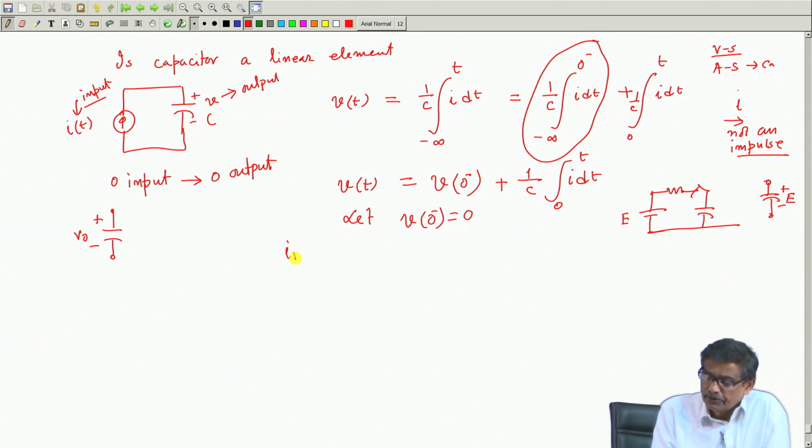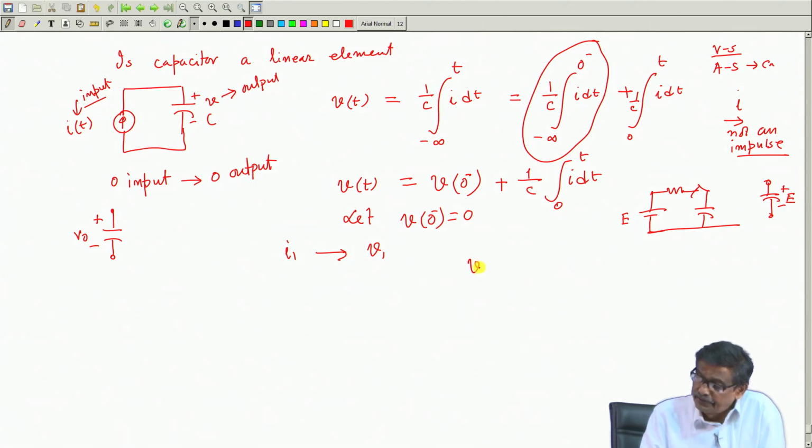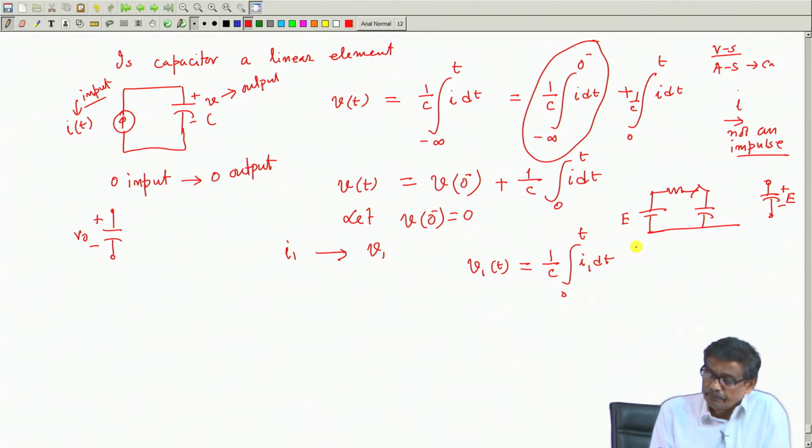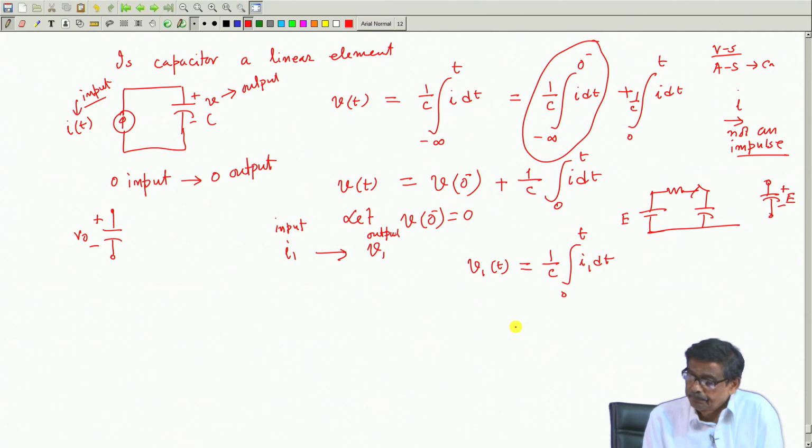I will give a current I 1 and see what is the voltage V 1. So, I will write V 1 of t, with V 0 minus equal to 0, will be simply 1 over C integral from 0 to t of I 1 dt. Fine. Input I 1, voltage output V 1, and they are related by this.